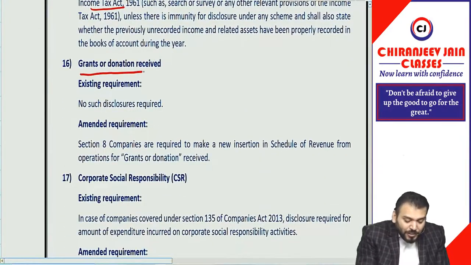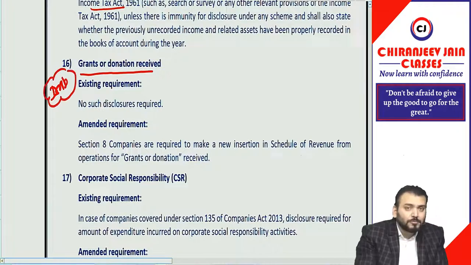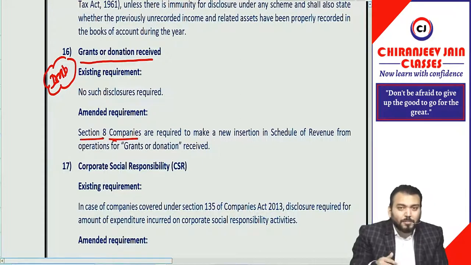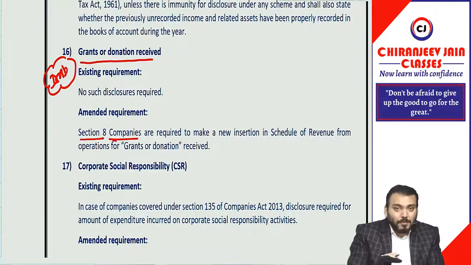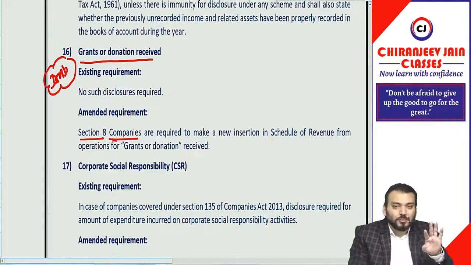Then grant or donation received. This is important. Can I say, for any company which is under Section 8 of the Companies Act, Section 8 companies, are you getting? They will receive grants, and for them the grant will be revenue, meaning that will be their main income. So for any Section 8 company, grant will be disclosed under the head revenue from operations.